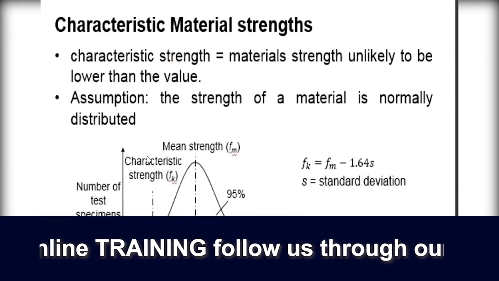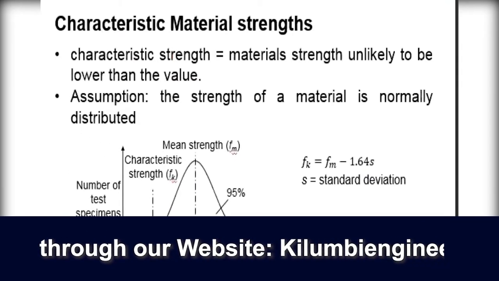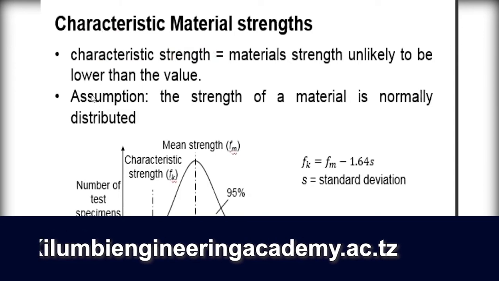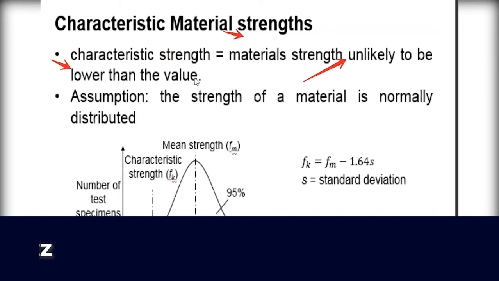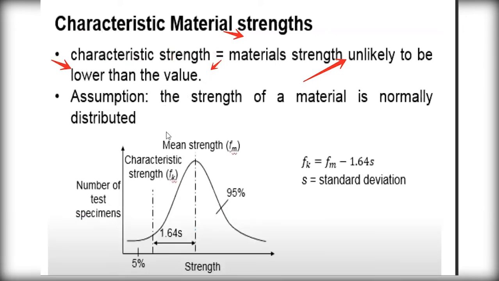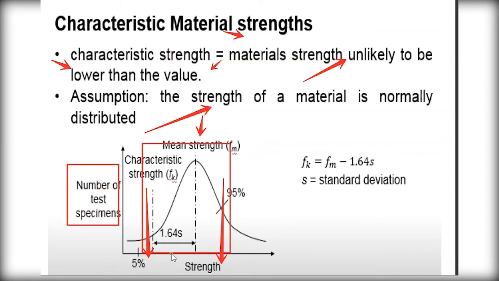Also, the characteristic strength. Now, the characteristic strength, we say this is the material strength unlikely to be lower than its value. The assumption of the strength of the material is normally distributed, with the maximum at the mean strength, and you have the lower 5%, and you consider not above 95%. So the value is between 5% and 95% here, and it depends on the number of specimens versus your strength.